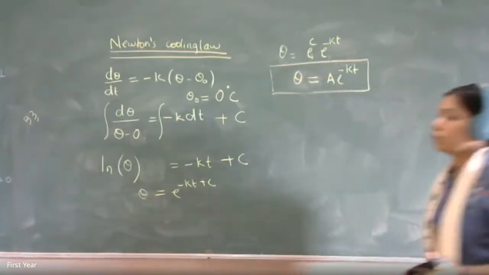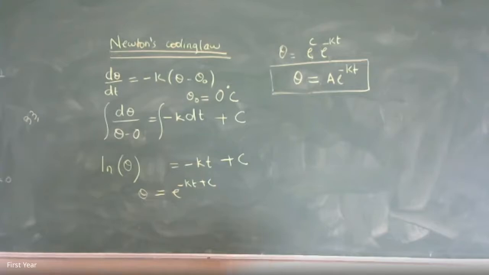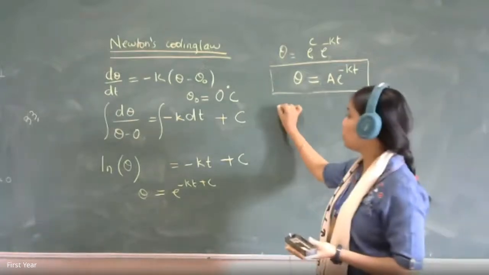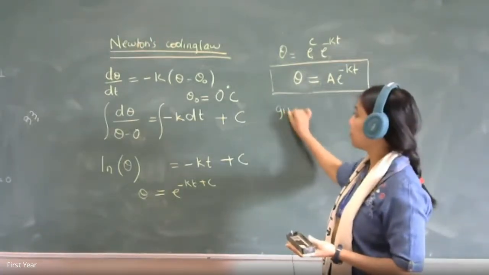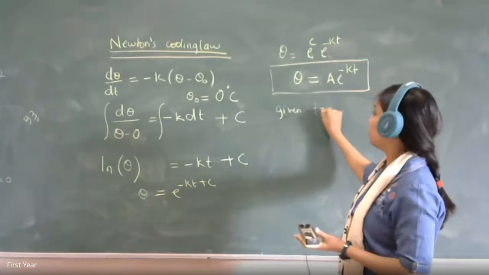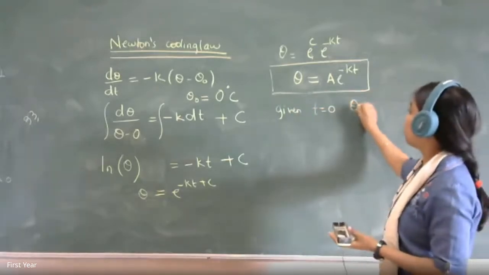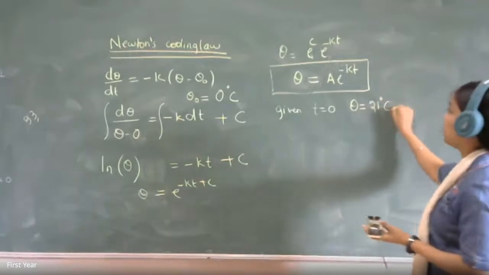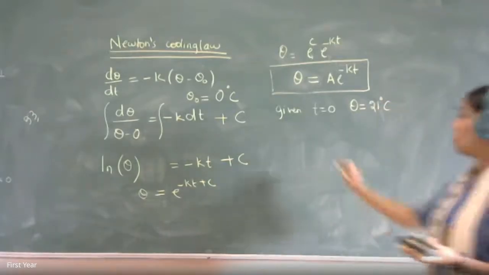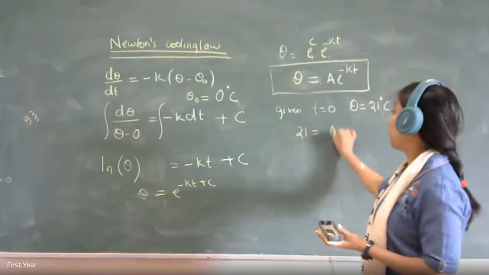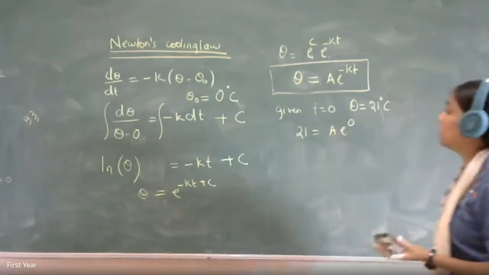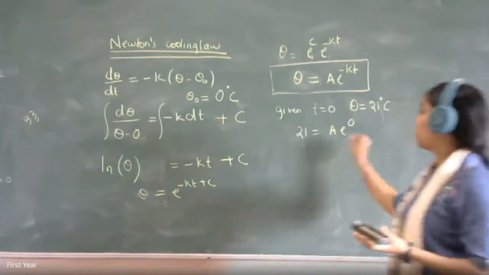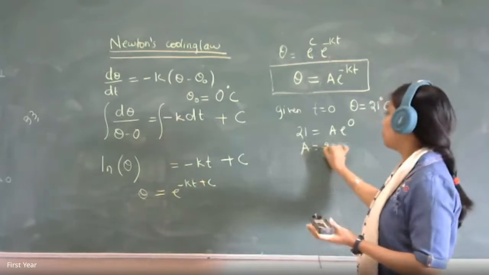This is your solution. This is the general solution of this particular Newton's law example. So now you will find K. Use the initial condition given at T is equal to 0. The temperature of the thermometer, your body's thermometer, is 21 degrees centigrade. And therefore, 21 is equal to A e raised to 0 because T is 0. So A is equal to 21.